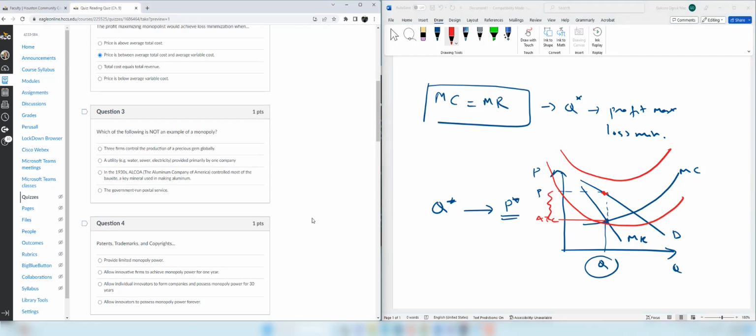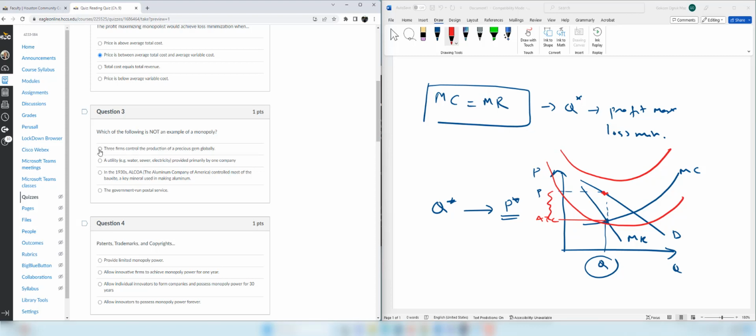Question number 3. Which of the following is not an example of a monopoly? The government-run postal service, USPS, is a monopoly. In the 1930s, the Aluminum Company of America controlled most of the bauxite, a key mineral used in making aluminum, which is an example of monopoly. A utility, water, sewer, electricity, I said it before, is a natural monopoly, so that is a monopoly. Three firms controlling the production of a precious gem globally is an example of oligopoly.